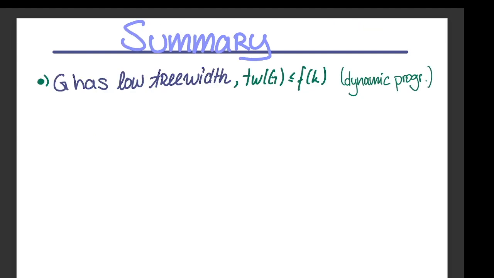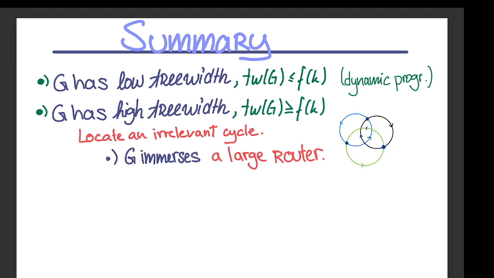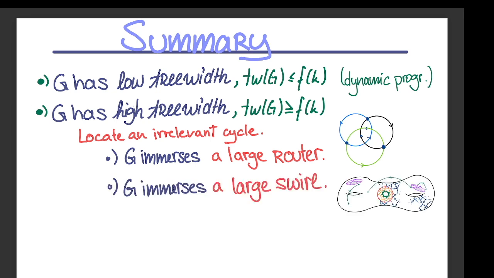And so, to recap, if it has low tree width, then everything works as always. You just do dynamic programming. If it has high tree width, then you want to locate an irrelevant cycle. And either you have a large router, in which case you find an irrelevant cycle, or you don't have a large router, in which case you have a large swirl and a nice embedding and a structure theorem, and where again you find an irrelevant cycle in the middle of your swirl. So you find these cycles, you delete these cycles, you reduce your instance until you have low tree width, and then you're done by dynamic programming.